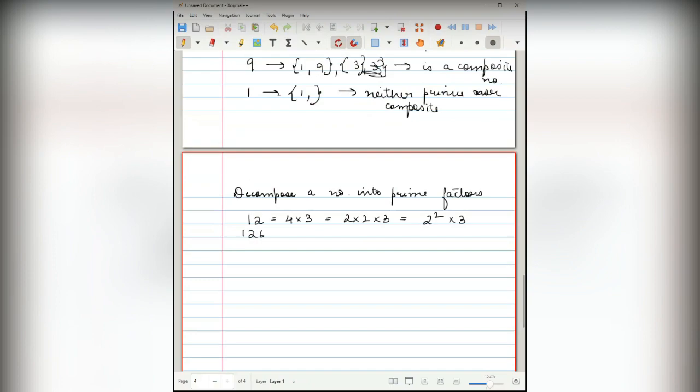Let's take another example, 126. You can write 126 as 2 into 63. Let's decompose 63. 63 can be directly divided by 3. I'm doing it fast because I know that, but you have to just check with some small numbers, and you will be able to do it. So 3 into 21 is always 63. Now we have got two prime factors. Now let's decompose this part. So we can write 2 into 3 into 3 into 7. Now these all are prime factors. So we can write this as 2 into 3 square into 7.